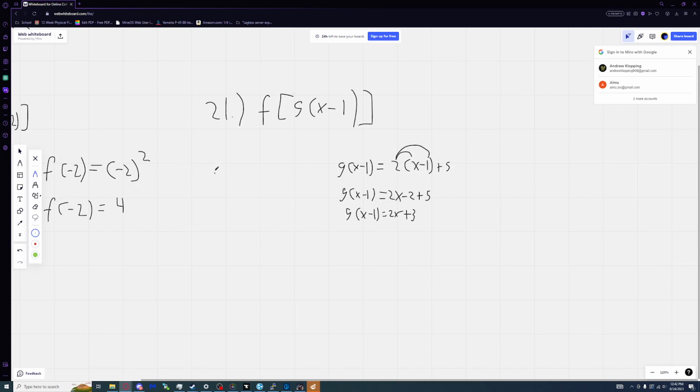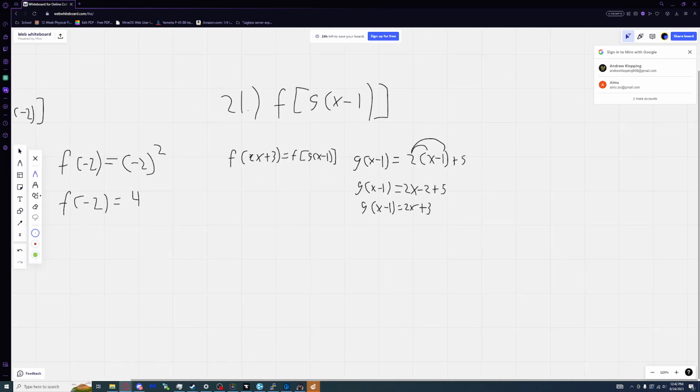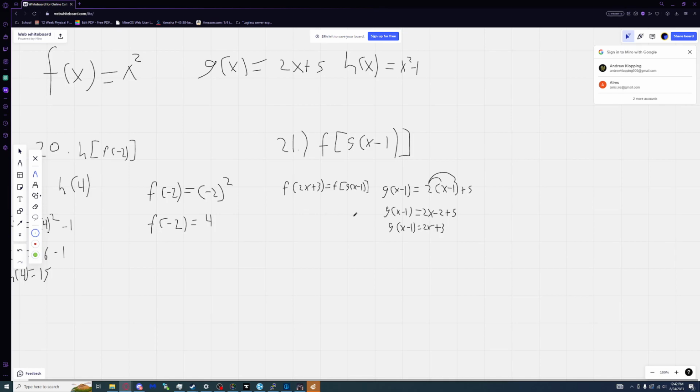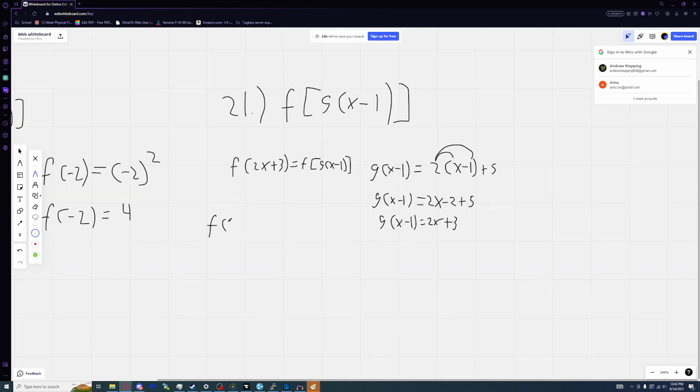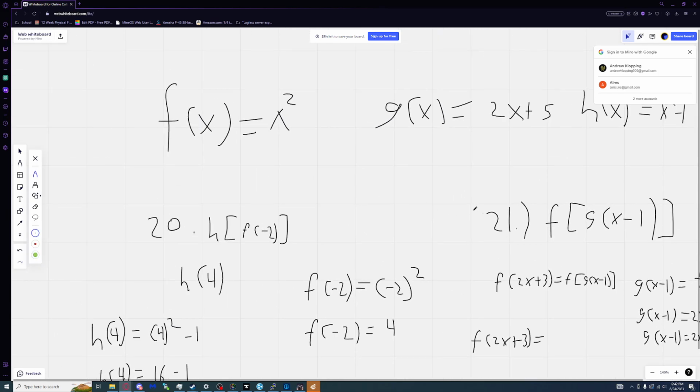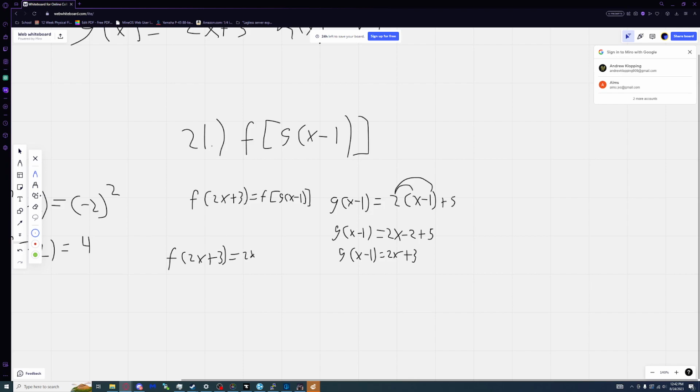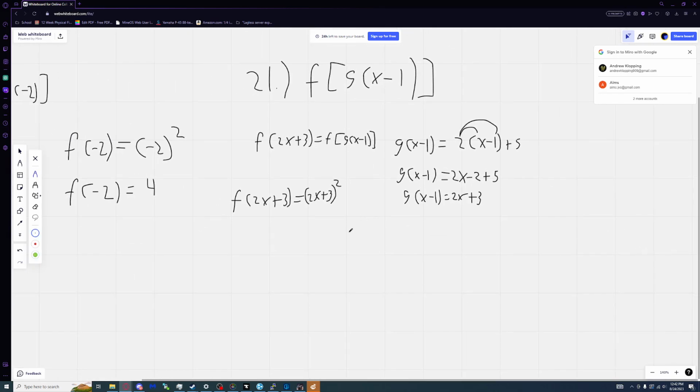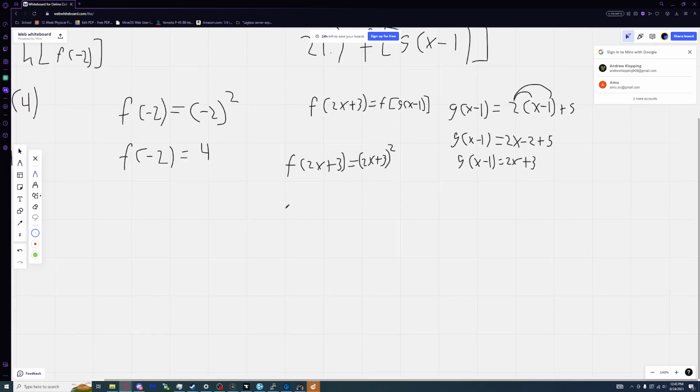So once again, we can just plug that straight in. So f of 2x plus 3 is the same thing as f of g of x minus 1. Therefore, now all we have to do is plug this into f of x. So f of 2x plus 3 is equal to, given that f of x is equal to x squared, (2x plus 3) squared. Now all we have to do is FOIL that out, or I like to do the box method, so I'm going to do it that way.